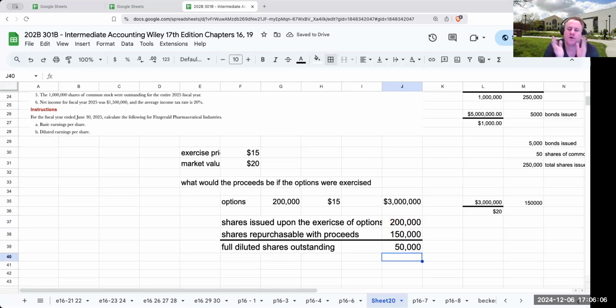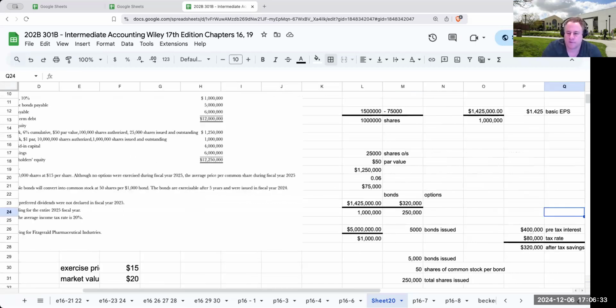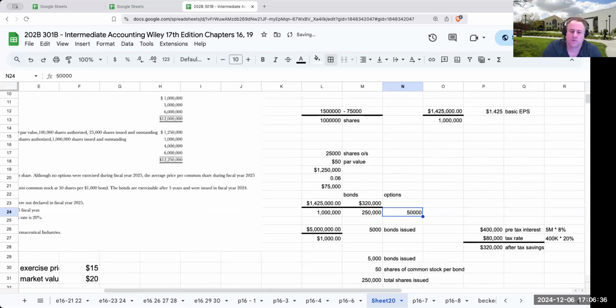Again, the way I want you to think about this: you've got 200,000 options, and those are in the money. These are in the money options. However, if we received 3 million in proceeds, we could go out to the open market and repurchase shares. So the actual value of those options, in terms of additional shares being issued, would be 50,000. So over here, we have another 50,000 shares.